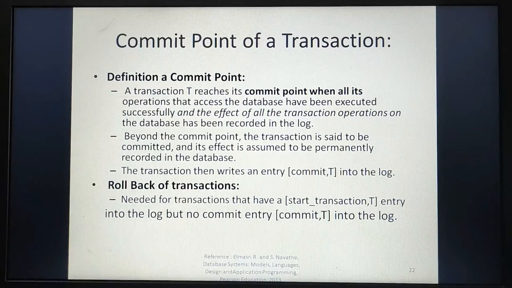Next is rollback of a transaction. It is needed for transactions that have a start transaction T entry in the log but no commit entry, that is, the commit T entry in the log.